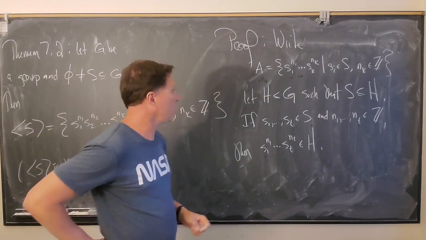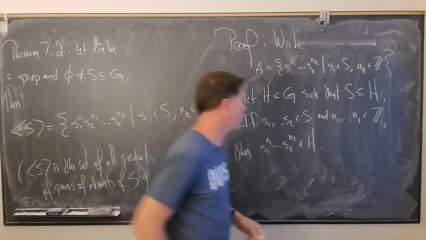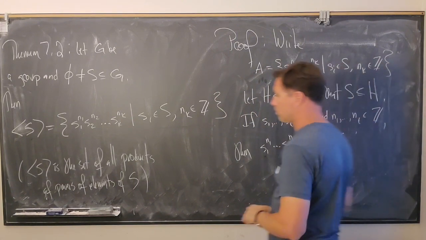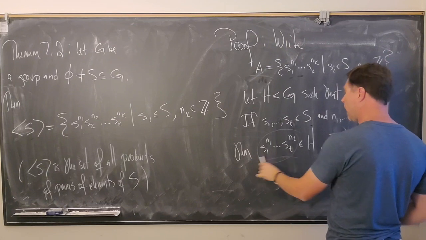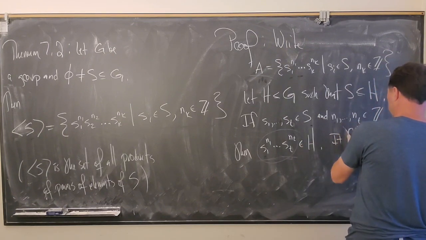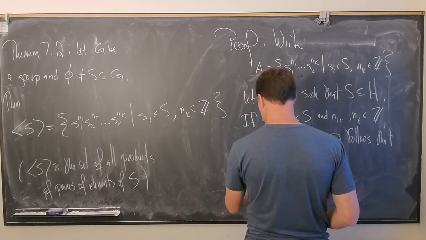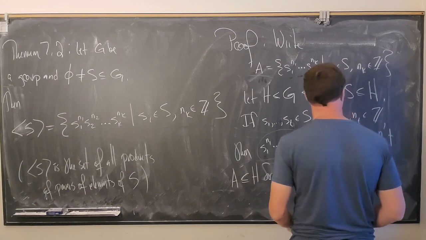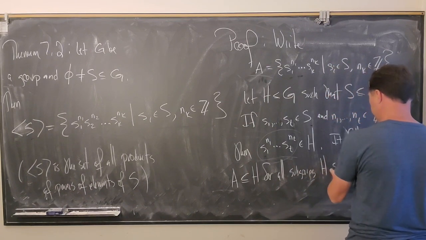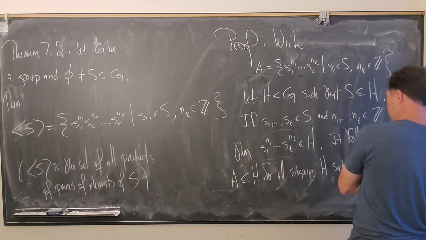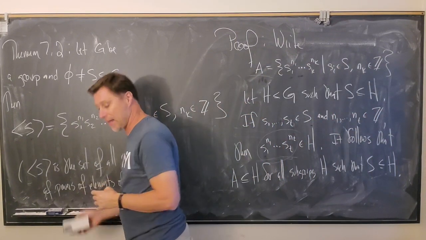So what does that mean then? It means that A is contained in H. So it follows, take all such elements, that makes up capital A, and so all elements of A live in H. So it follows that A is contained in capital H for all subgroups H such that S is contained in H. So every possible subgroup of G that contains capital S must contain A.